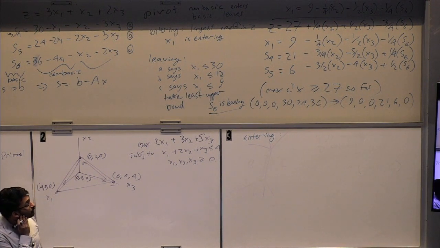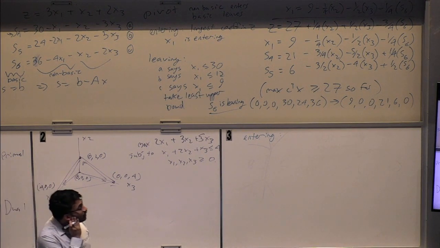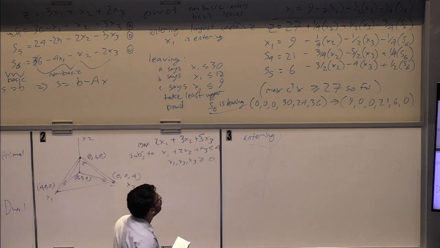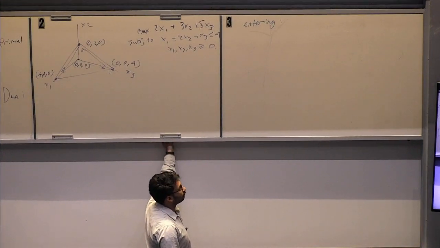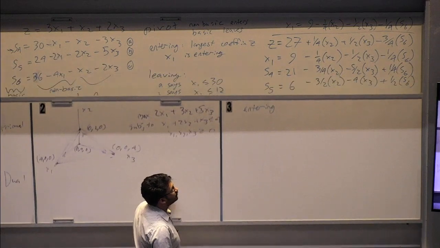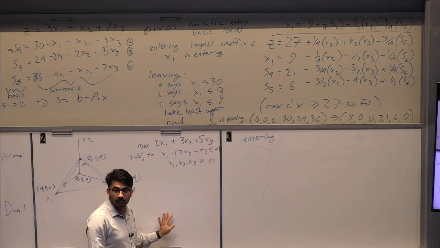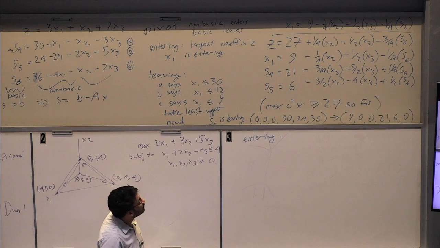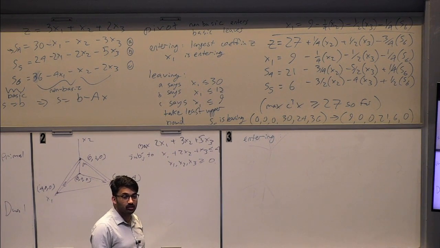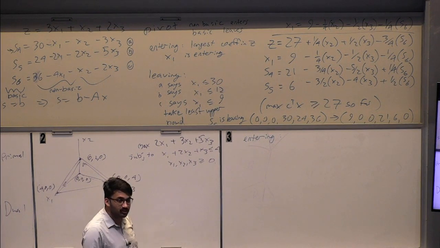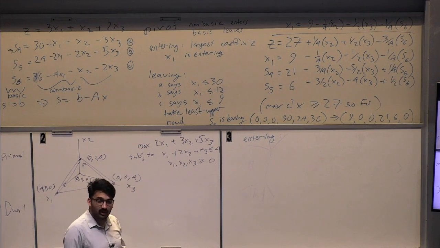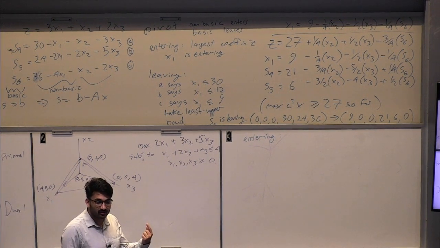Which one of x2, x3, or s6 has the greatest coefficient in Z? S6, but that's negative. Actually, if you increase it, you would go less than 27. So that's the most wrong answer, in fact. So which one? Recall each one is positive, right? So S6 would have to be greater than or equal to 0. So if you increase S6, you would actually decrease your objective function.